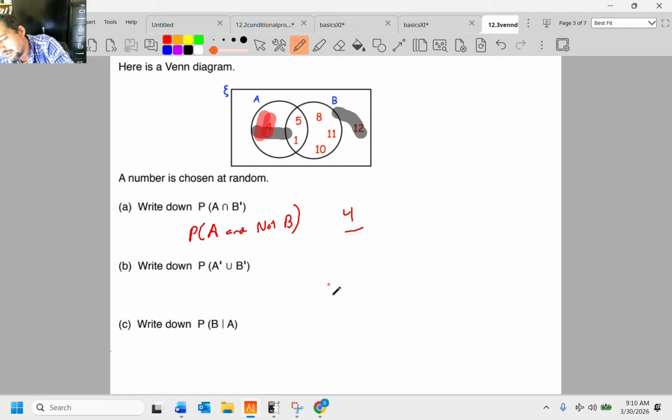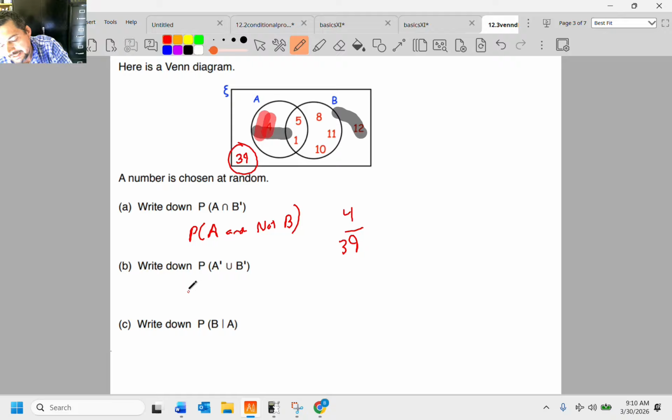So it's 4 out of, and how many things are in this set? We got 4 plus 5 is 9, 10, 18, 28, 39. There's 39 things in this set. So it's 4 in 39.